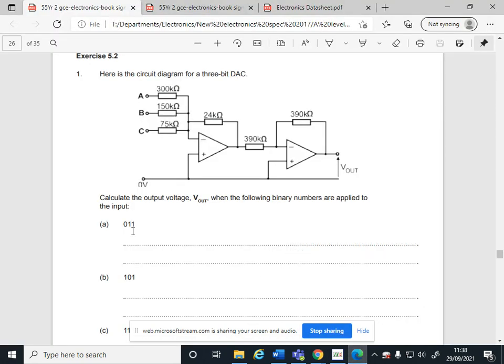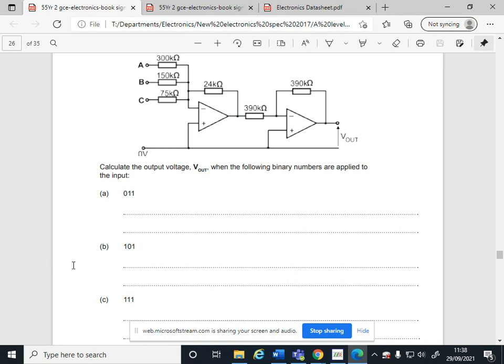Okay, hello. I'm going to go over exercise 5.2 signal conversion. This is all about the DAC. Have a look at this question. It's basically a 3-bit DAC, and it's asking what comes out if those binary numbers are entered in.